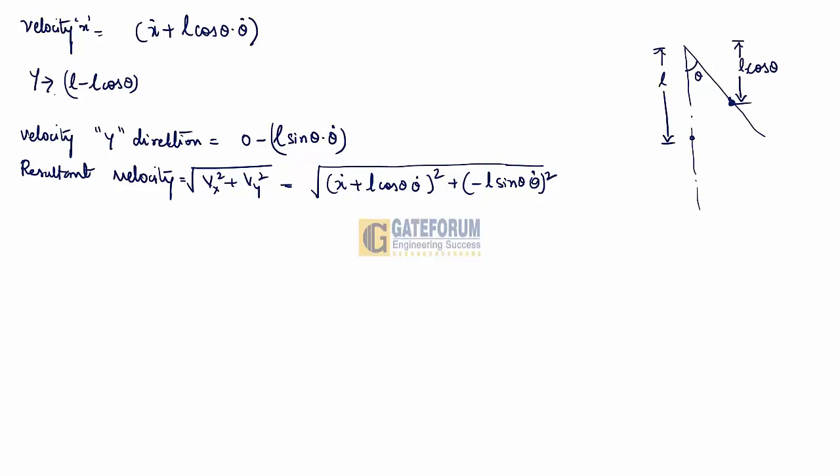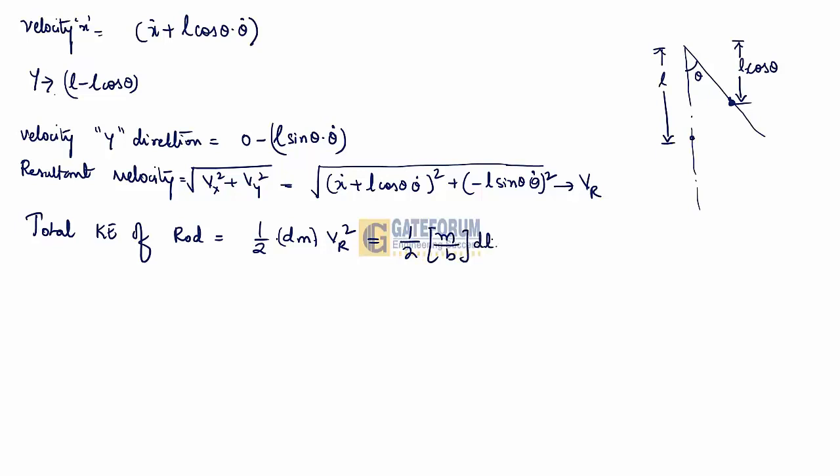Now the total kinetic energy of the rod will be equal to half into differential mass into Vr square, where Vr is this resultant velocity. Here the differential mass is m by b times dl, and in Vr square the square root is removed, but the entire term comes here: x dot plus L cos theta into theta dot, whole square, plus L sine theta into theta dot, whole square. This will be the kinetic energy of the rod.